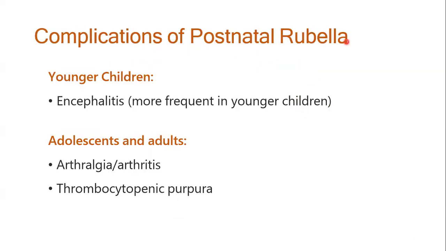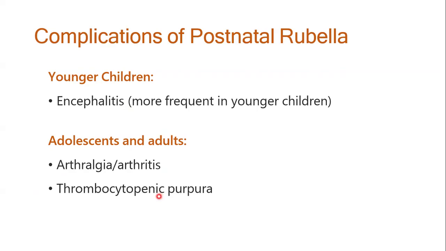Then complications of postnatal rubella. In younger children, we have encephalitis. As I had said, the inflammation of the brain parenchyma. Then in adolescents and adults, we'll have arthralgia. So arthralgia is joint pain, and arthritis is inflammation of the joints. Okay. Anytime you hear the word itis, it means inflammation. So the letters ARTHR mean joint. Okay. And then we have thrombocytopenic purpura.